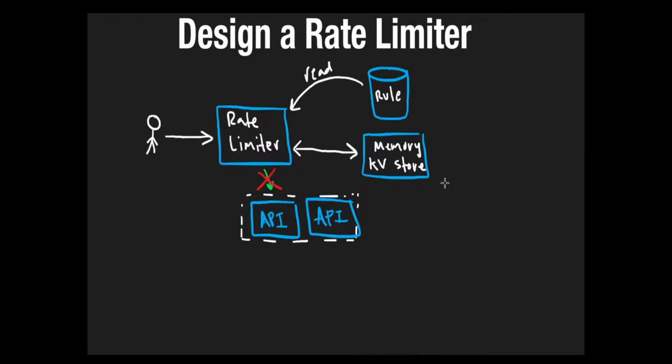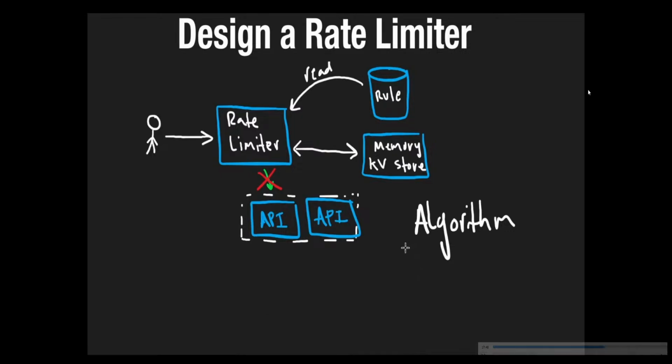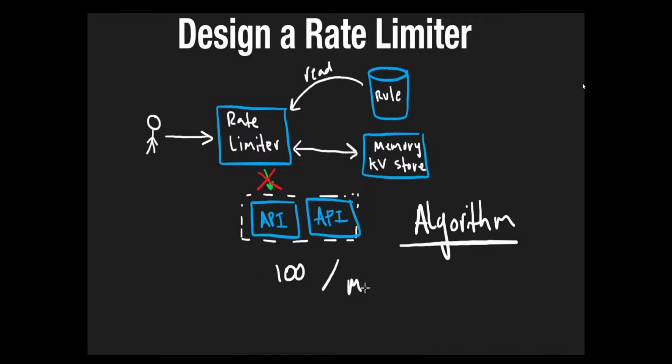Now let's dig into some of the details. And probably the most important detail is, what type of algorithm are we actually going to use for rate limiting? Of course, we're going to have some type of limit, like 100 requests per minute, for example.